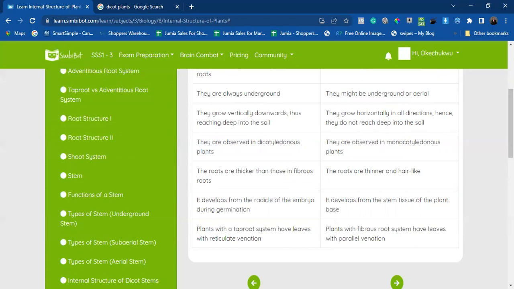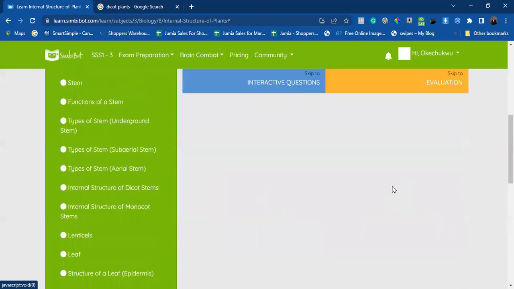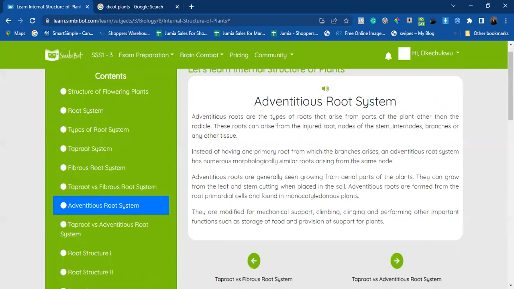So let's move on. We have another thing we know as the adventitious root. Like I told you, there are three types of root system: the taproot, the fibrous root, and the adventitious roots. Adventitious roots are those roots that arise from parts of the plant other than the radicle. Now, what do we regard as the plant radicle?